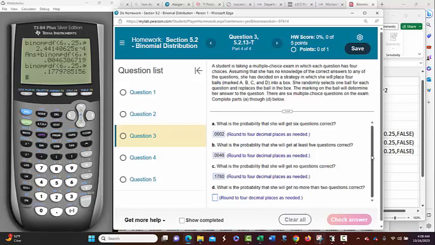Okay, no more than 2 questions correct. No more than 2 means less than or equal to 2, because less than 2 would not include 2, but no more than 2 means 2, 1, or 0. So you can do 2, 1, and 0 and add them up, or you can use the cumulative, because that's what cumulative means, less than or equal to.